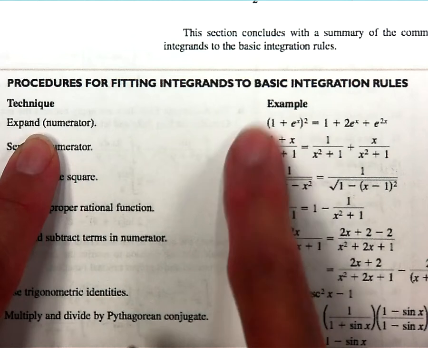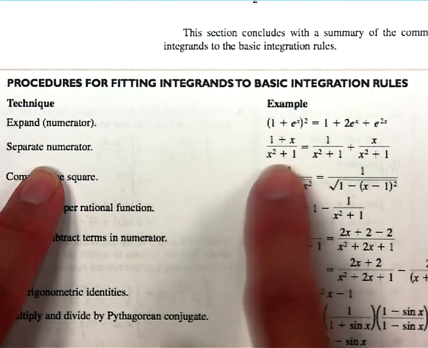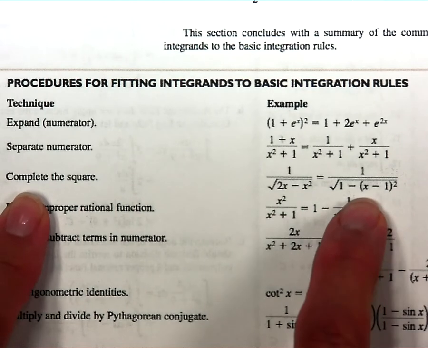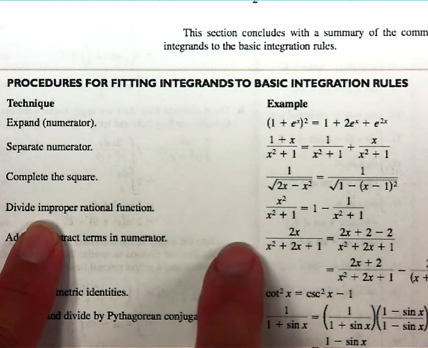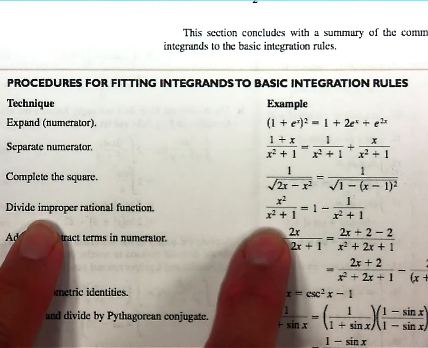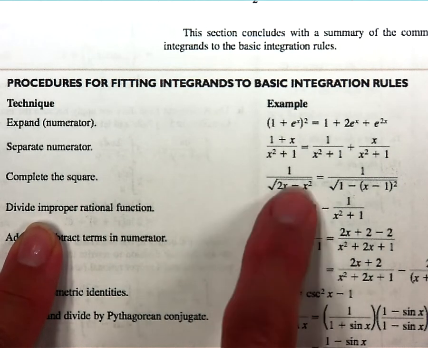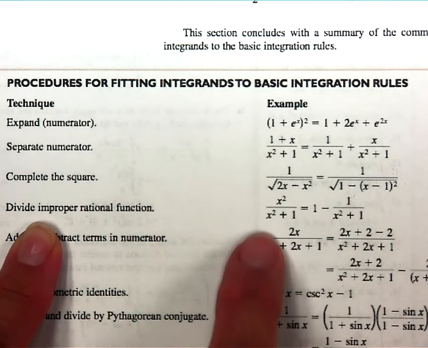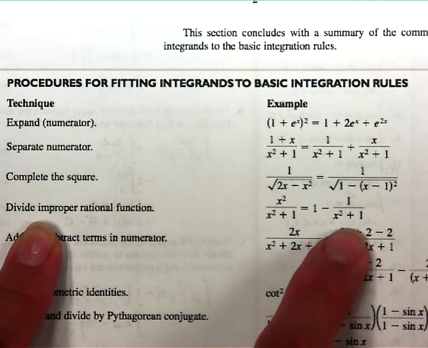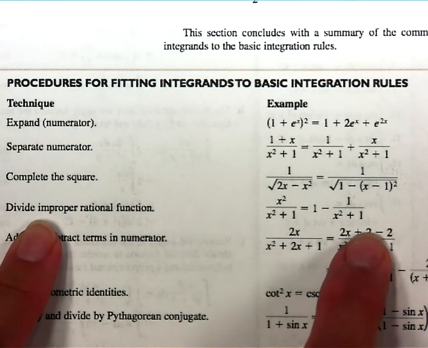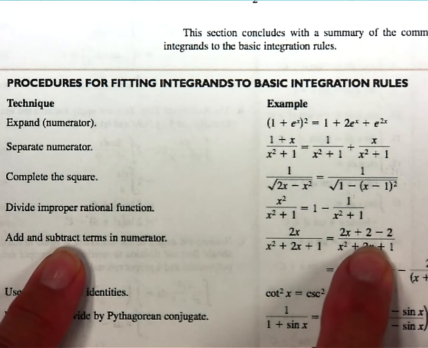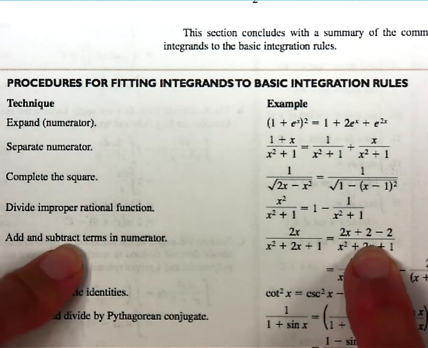So FOIL that out if you need to, or split the numerator and integrate it term by term, or we talk about completing the square, and very often that's for your inverse trigonometric functions. If we have a fraction where the degrees are the same in both the numerator and denominator, or the degree is higher in the numerator than the denominator, maybe we need to do long division so that we can integrate term by term. We've talked about sometimes we have to add something and subtract something in the numerator to get what we need.